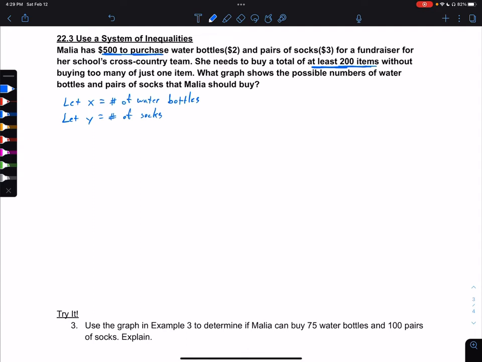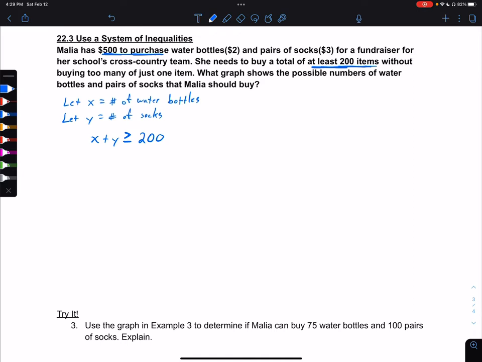Okay, so let's start with the items. Since x is number of water bottles and y is the number of socks, if we add x and y, we need at least 200 items. So we're going to compare that to 200. At least tells me that it can be equal to 200, but it also needs to be greater than that. Anything under 200 is not going to be enough. So we need a minimum of 200 items. And if we were to add the water bottles and socks together, x plus y, again, that's going to have to be greater than or equal to 200.